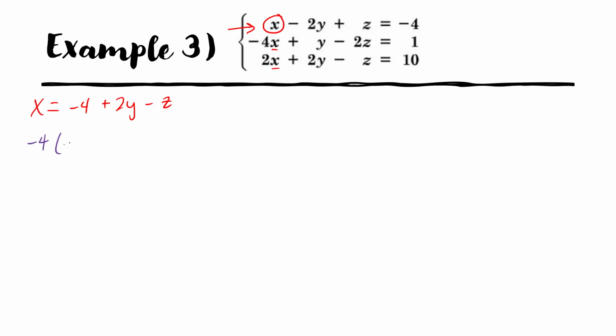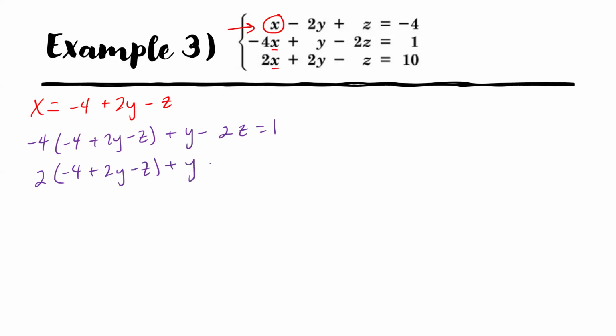So I have negative 4 plus 2y minus z plus y minus 2z. Okay. Then I have the next one, and it's going to be 2 times negative 4 plus 2y minus z plus y minus plus 2y minus z equals 10. Did I miss a number? Coefficient?